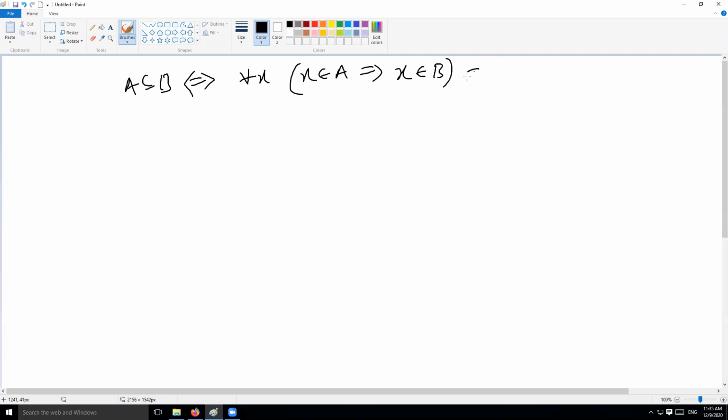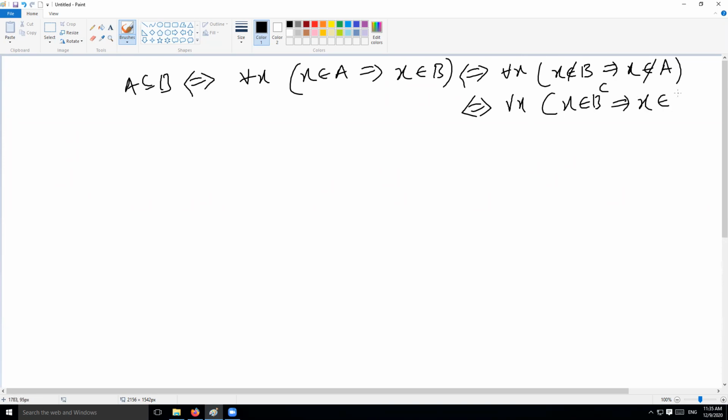Yes, but sir, this is equivalent to its contrapositive. You agree with this? It would be equivalent to its contrapositive, that if x is not in B, this implies that x is not in A. Or I can say that for all x, if x belongs to B complement, this implies that x belongs to A complement. So keep this in view.